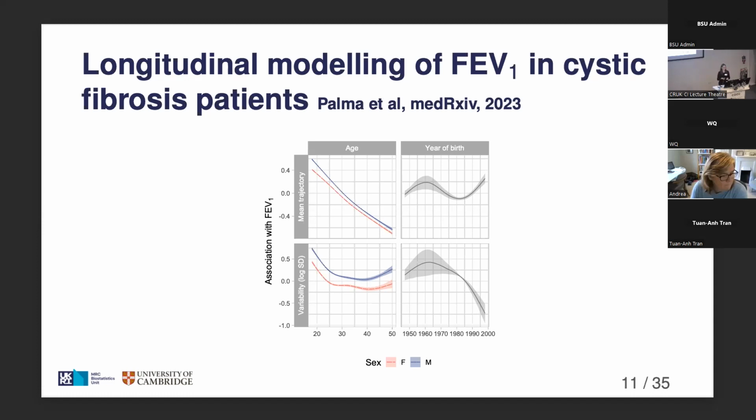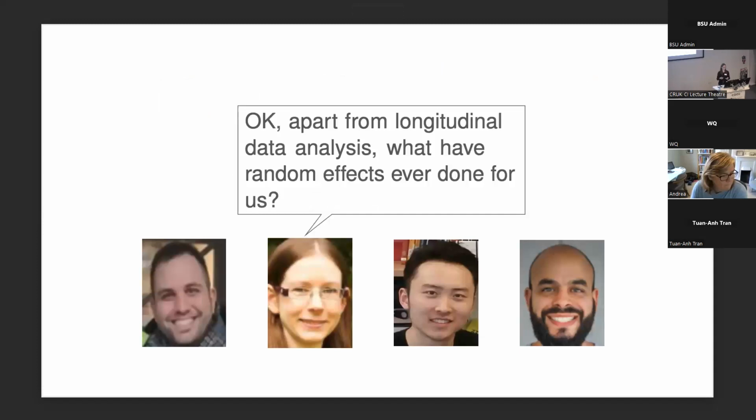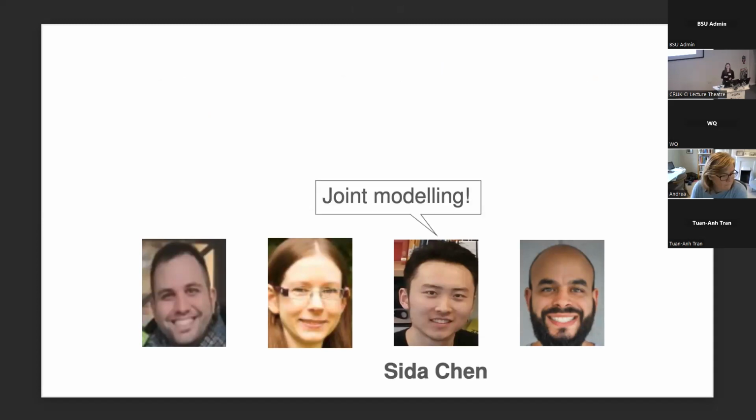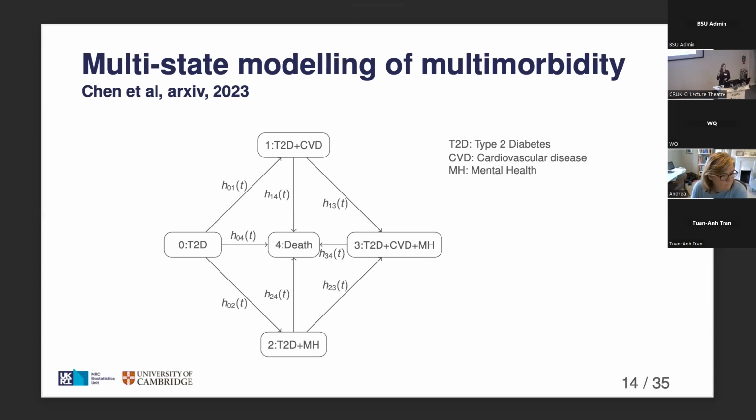Okay, so moving on, I'm going to play devil's advocate again. I'm going to say, okay, apart from longitudinal data analysis, what have random effects ever done for us? And I imagine that Cedar Chen from my group might say joint modeling. So Cedar's particularly interested in multi-state modeling of multimorbidity.